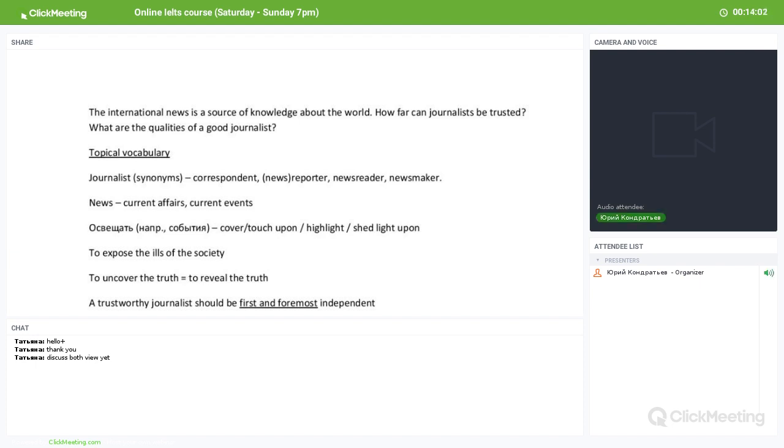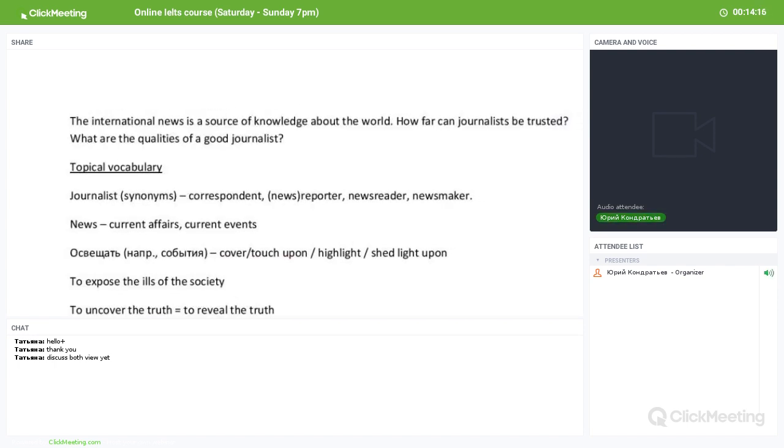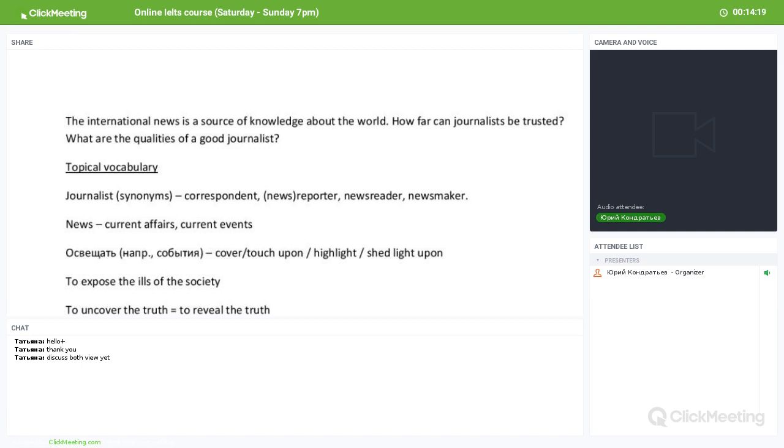After this, we're going to have the second round, and we're going to do each task type again. Well, maybe except for double question. This is probably the least common, especially for academic IELTS. But it still can be used in general. So the topic here is: international news is a source of knowledge about the world. How far can journalists be trusted, and what are the qualities of a good journalist?